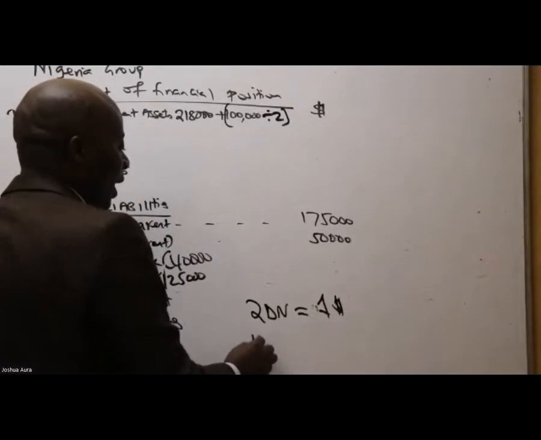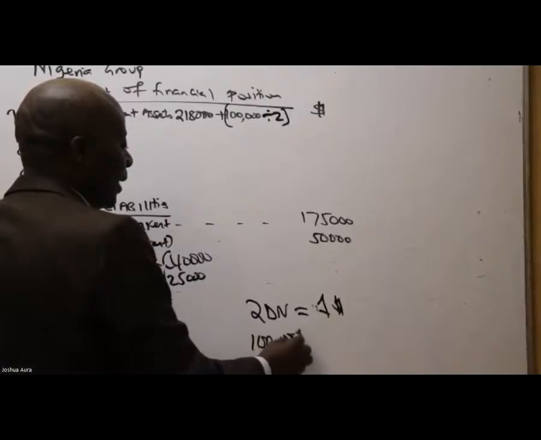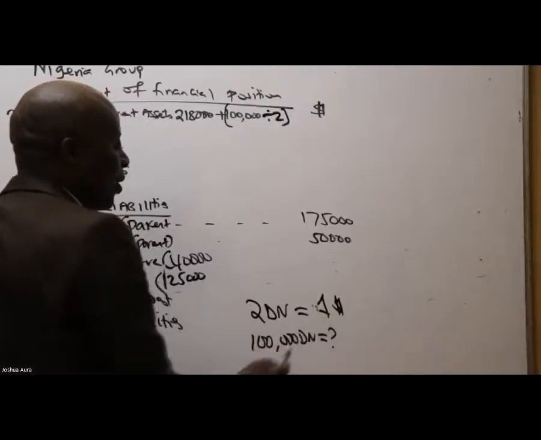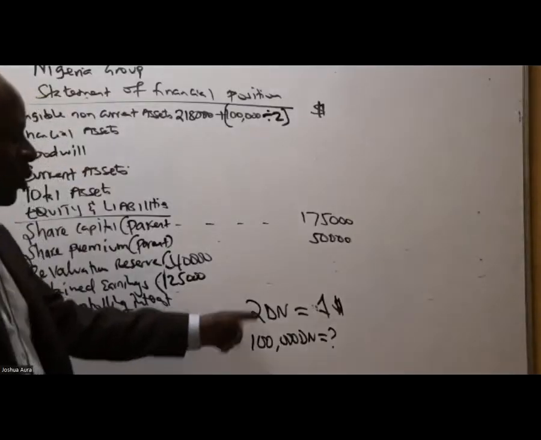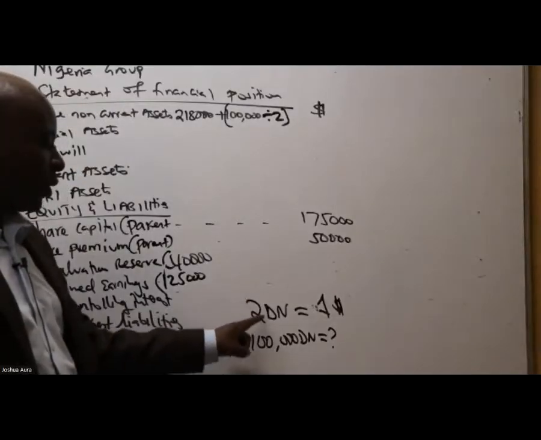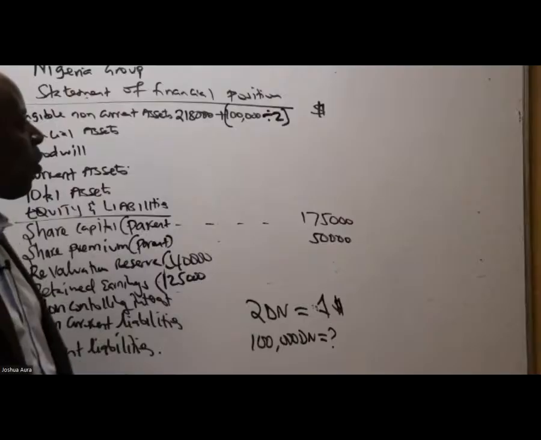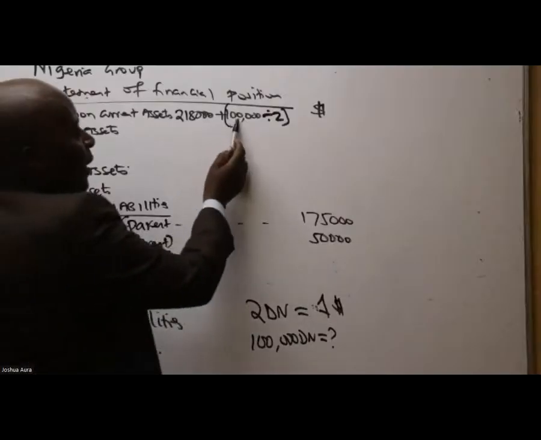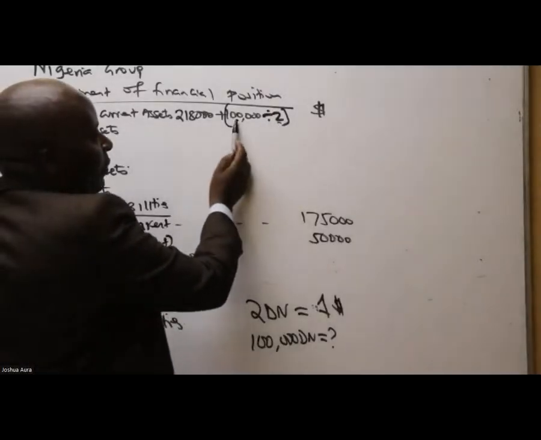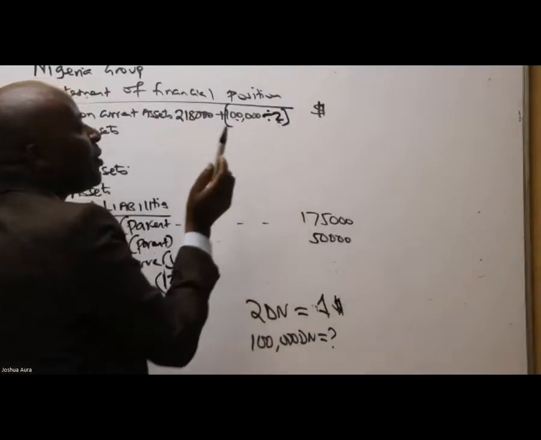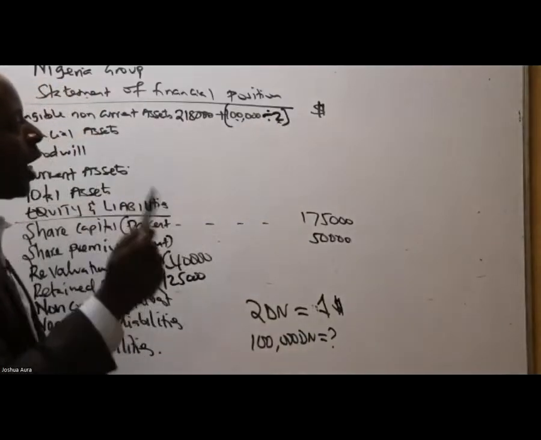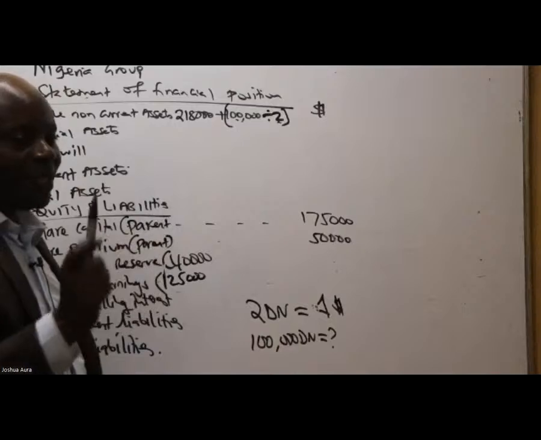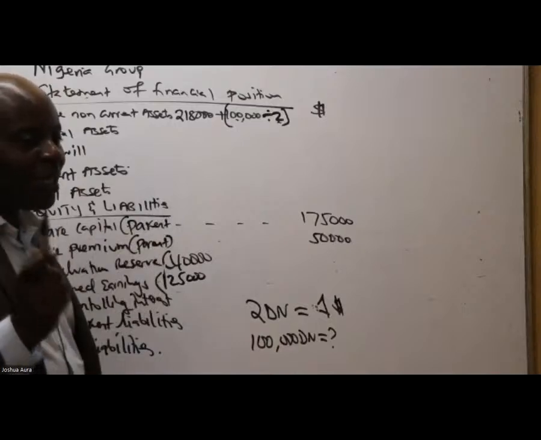How about 100,000 DNs? If you cross multiply, at the end of the day, you'll realize you're supposed to be dividing. After all, I know that these are DNs and these are DNs, and if these are DNs and these are DNs, there is no way you can multiply DN with DN. You'll end up getting DN squared. No way. You can never.